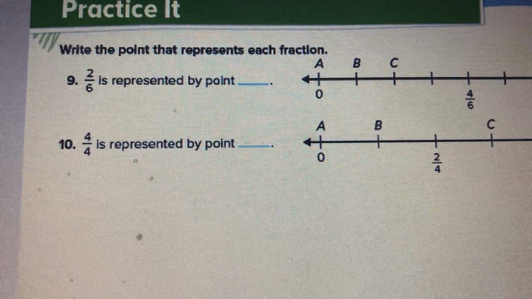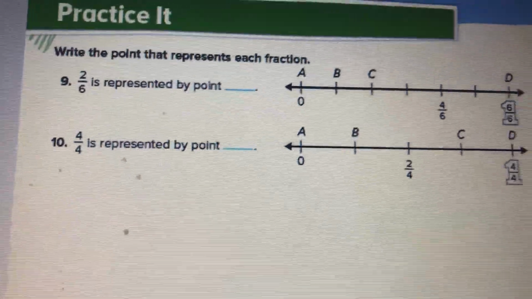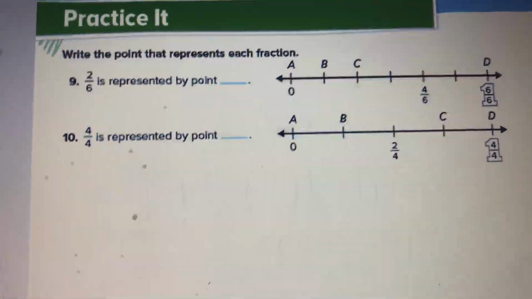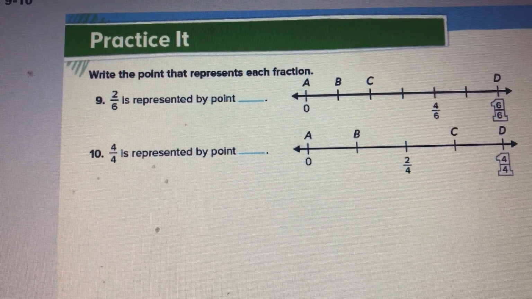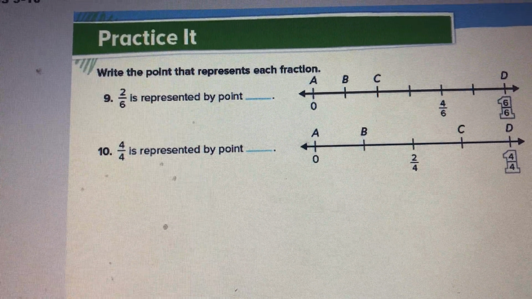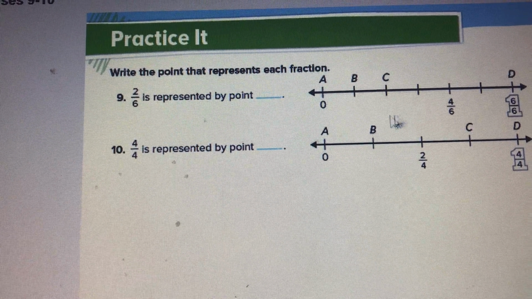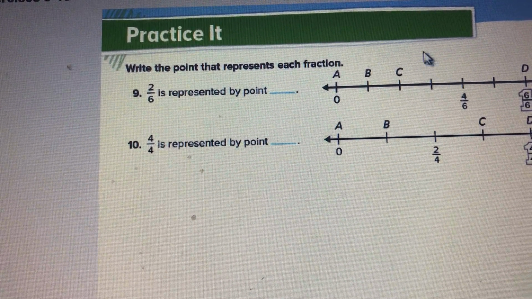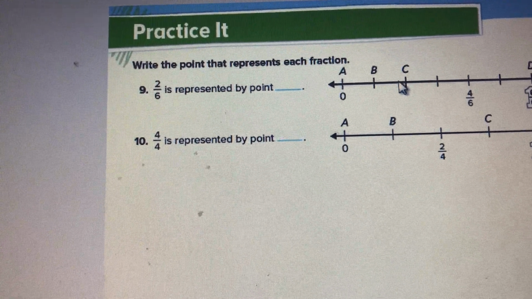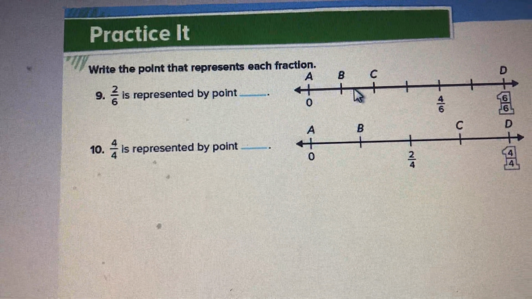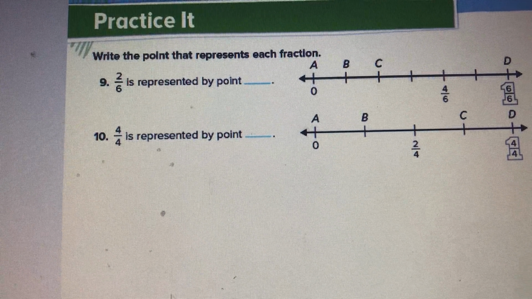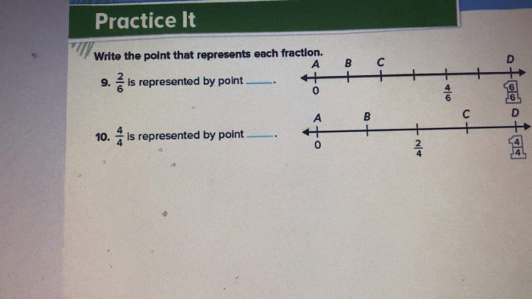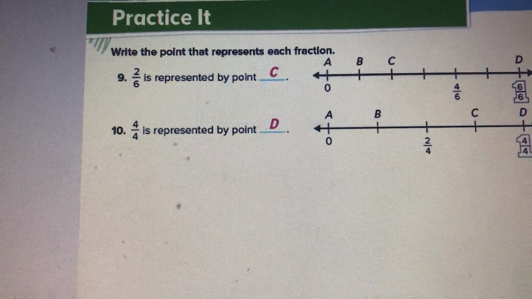Okay, for this one, write the point that represents each fraction. So 2/6 is represented by which point? This number line is divided into 6 equal parts. 6/6, this would be 5/6, 4/6, 3/6. Oh, right there, 2/6. So your answer is C. And see if you can figure out number 10 on your own. Got it? D. Okay.